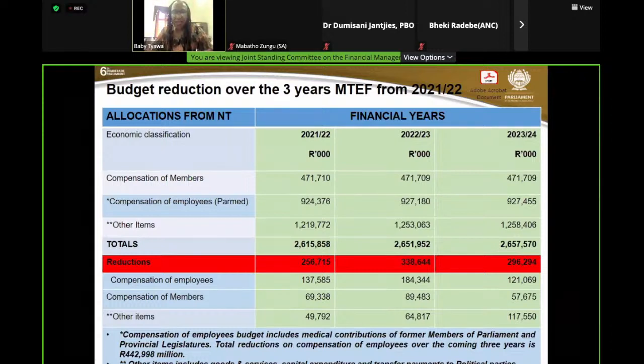We are highlighting this. We have a hyperlink in the presentation, which I'm not necessarily going to open, but it is a letter that comes from National Treasury.